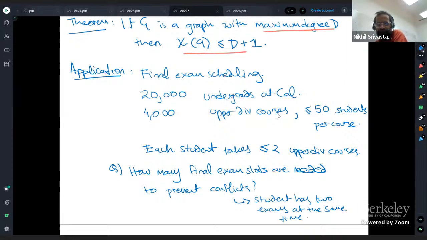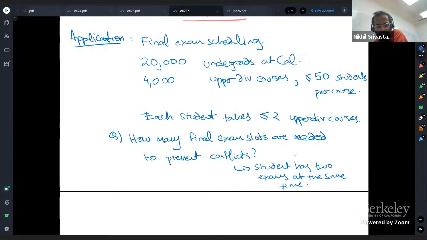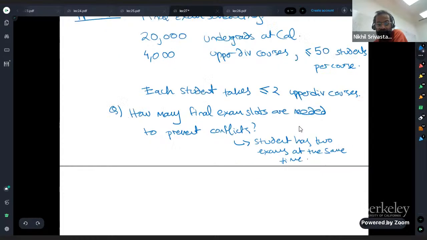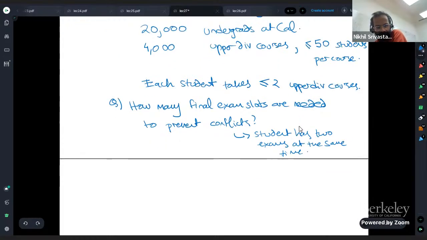So this is a special case of a type of problem that people have to solve all the time. One way we can solve this type of problem is via graph theory, by making a conflict graph. Okay, so define a conflict graph.